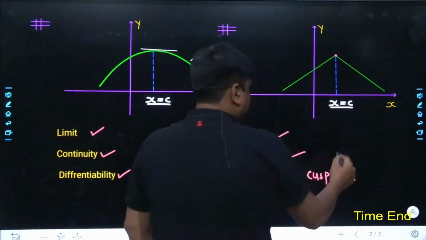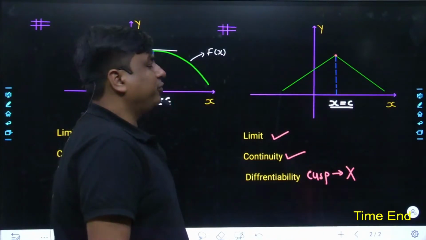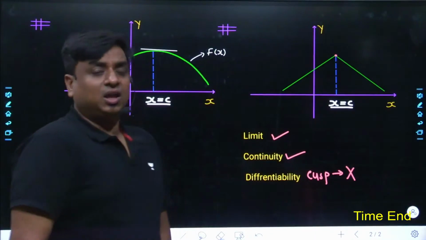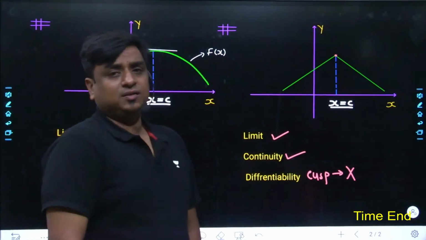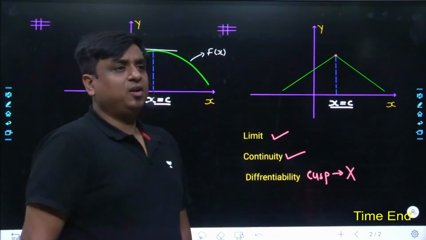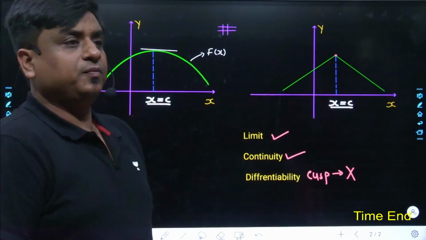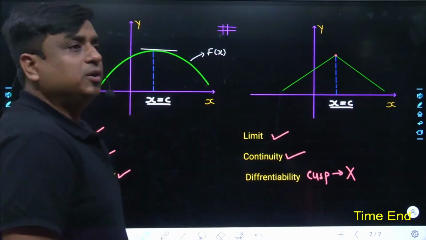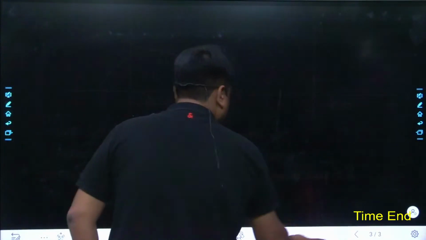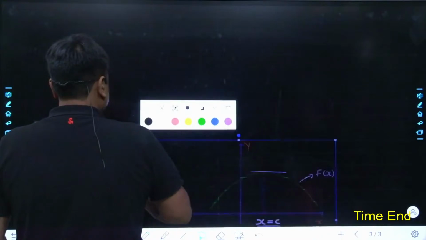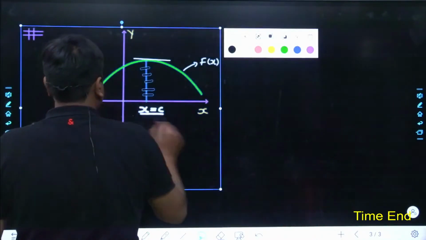So as far as this function is concerned, as the curve formation has been made at x equals c, the function is found to be continuous, the limit does exist, but it is not differentiable in nature. Agreed with what I'm saying? So till this point, I don't think any of these students would have any kind of doubt now. Let me take another question as well.